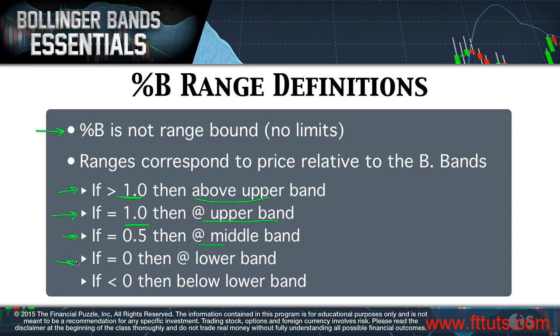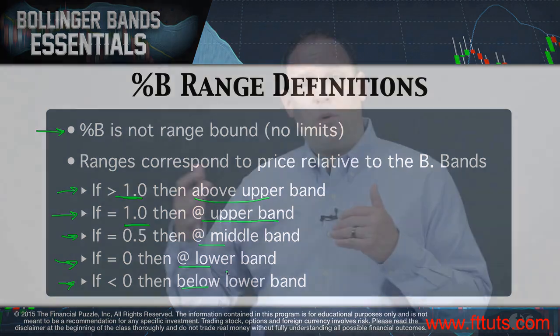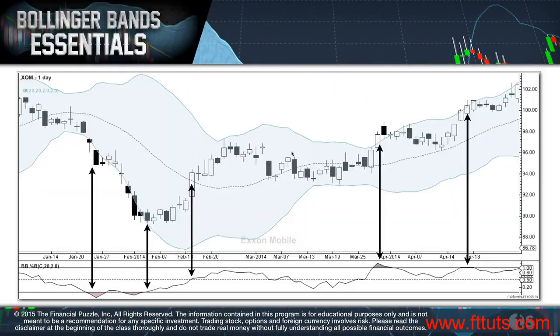If we get down to 0, then we're trading at the lower band. And if we're below 0, then we're very oversold because we are below the lower band, meaning we're on the opposite side now. We're beyond the standard deviation, below where we should be. So let's come over here and take a look, and I'll show you a couple of examples.